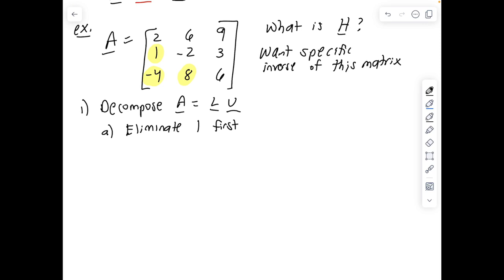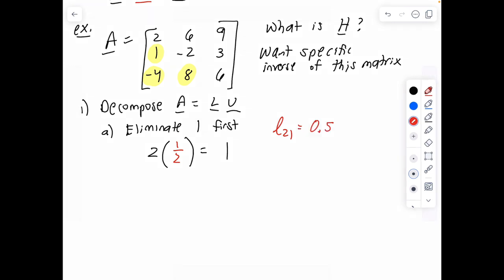So what do we have to do? We have to find our multiplier. Our multiplier is used to modify the first equation, which means we want to modify the 2 by multiplying it by something. And we're going to multiply that by a half. And that will equal that. So we're just going to put on the side that L21 is equal to 0.5. And the reason we know it's 2, 1 is that we're eliminating the variable that is in row 2, column 1. That will ultimately be in our L matrix.